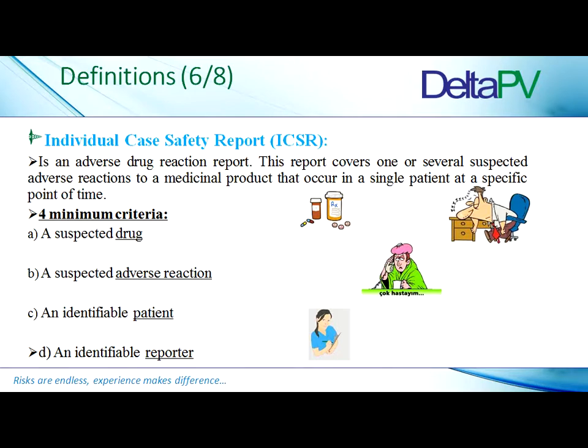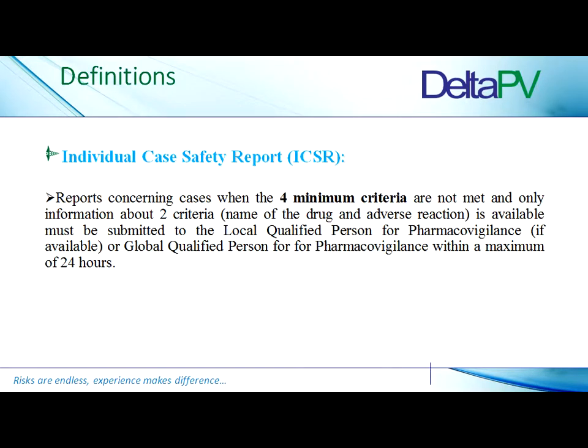Individual Case Safety Report, ICSR. Reports concerning cases when the four minimum criteria are not met and only information about two criteria, name of the drug and adverse reaction, is available must be submitted to the local qualified person for pharmacovigilance if available, or global qualified person for pharmacovigilance within a maximum of 24 hours.